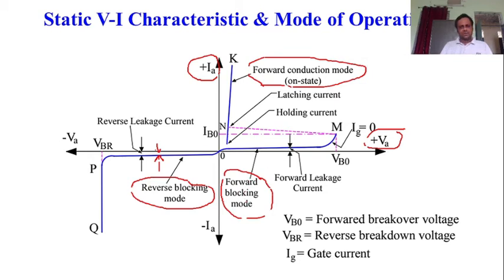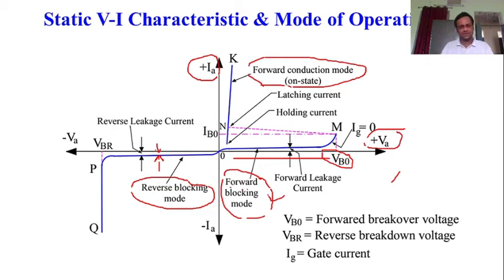Then coming to the forward blocking mode, when the anode is made positive with respect to the cathode, but we cannot achieve the forward breakover voltage, or we are not applying any kind of gate signal. That means under this condition the thyristor is not triggered, not turned on, and is just behaving like an open switch. It is blocking the forward voltage.